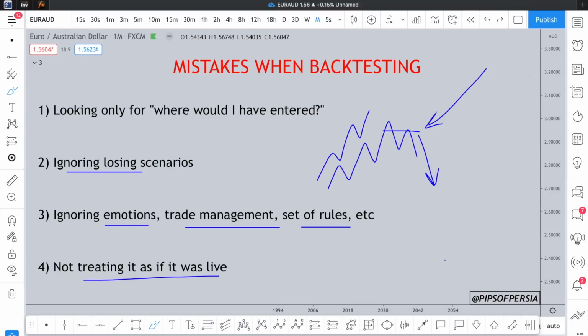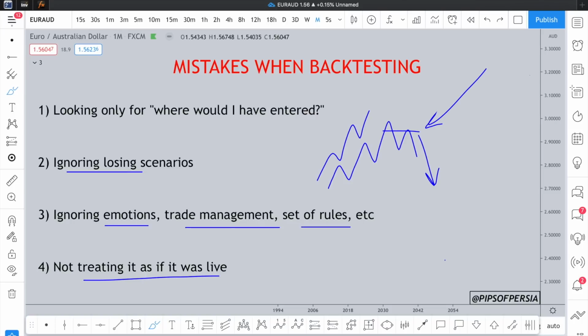So if you're backtesting, don't be the type of person that just goes back on the charts trying to figure out what scenarios have played out, and after only finding a few scenarios that have gone the right way, you end up thinking that that's it, that concept or strategy definitely works, and you're ready to go live with it.